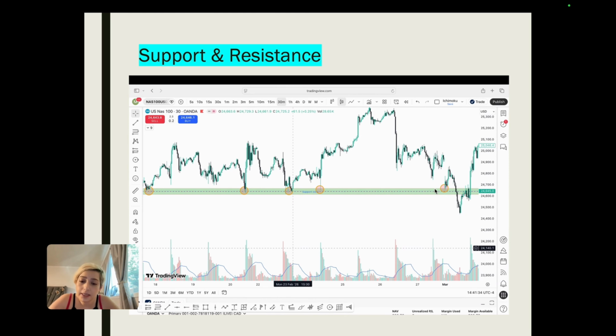Support and resistance zones can sometimes act like a magnet, pulling price back for a liquidity sweep or potential reversal. When marking these zones, always prioritize recent levels since older ones tend to lose relevance as market conditions change.